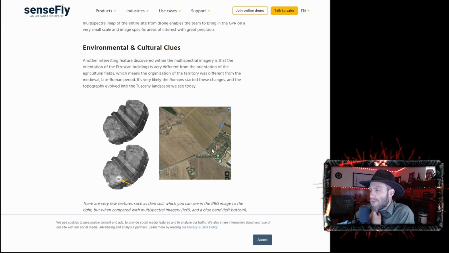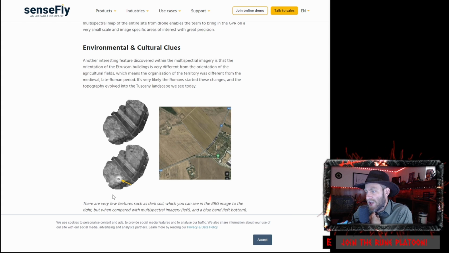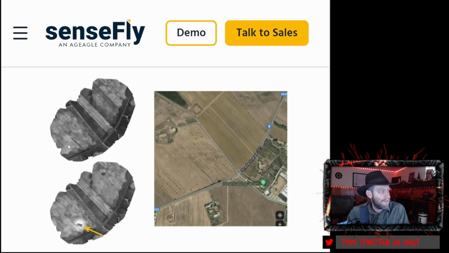So here we have this area of the project right here, kind of ripped out of the imagery right here. So you can see it very faintly here. There's that little white spot just above my cursor right there.